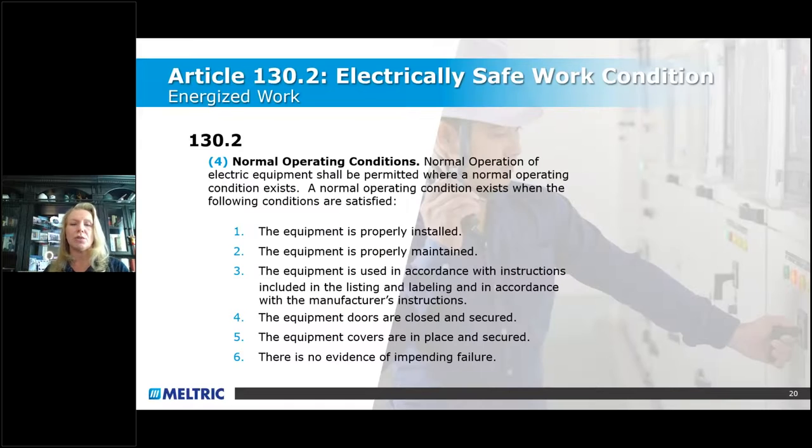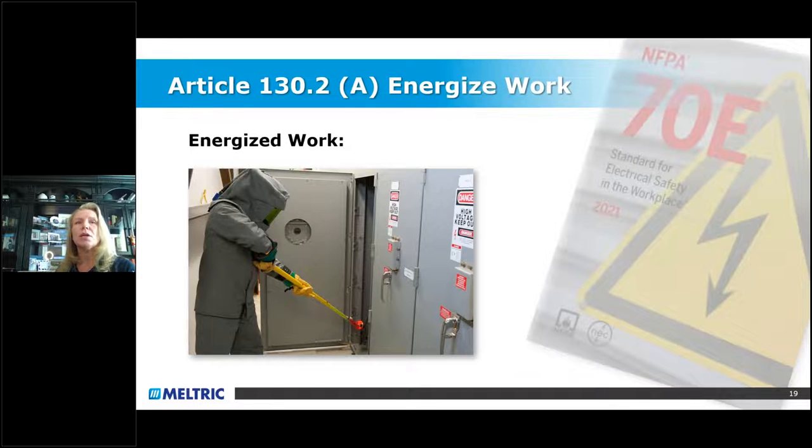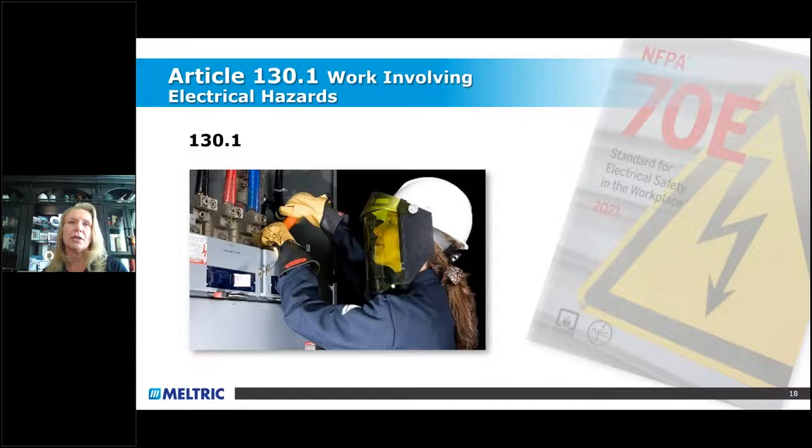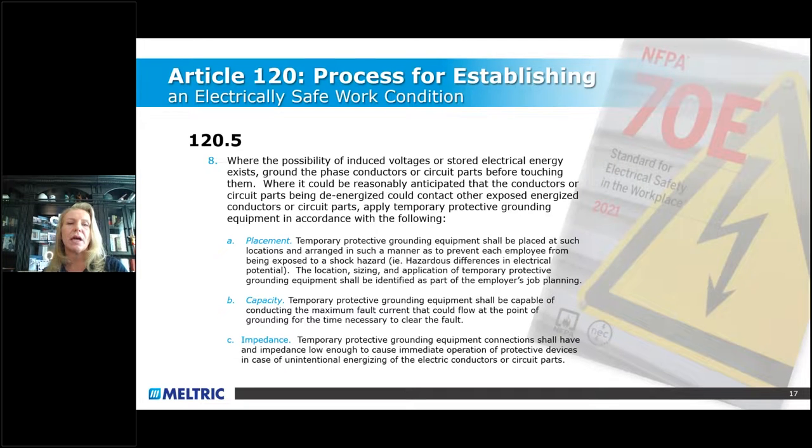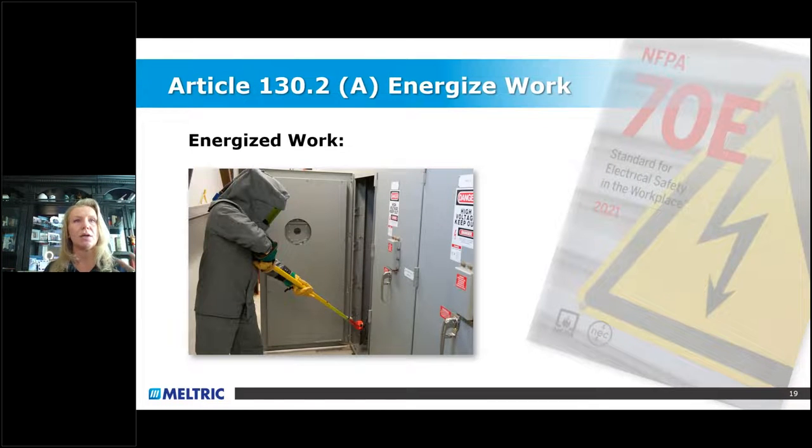So in order to establish an electrically safe work condition, you're going to need to know how to implement PPE. You're going to need to know that anytime you're above 50 volts, then you're going to need PPE. And the type of PPE that's required will change as the voltage changes. So you'll notice that the lady here, she's wearing a 480 volt type PPE. And then the guy in the next slide is wearing more PPE, a hood. So the voltage is higher in this instance.